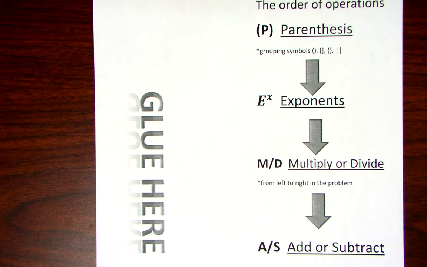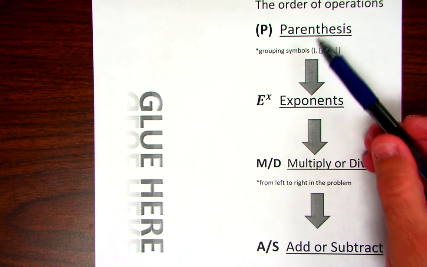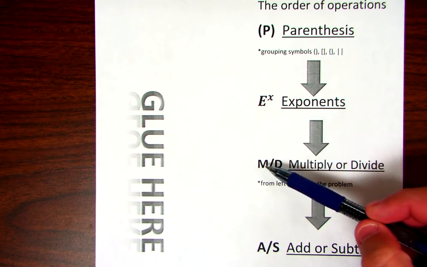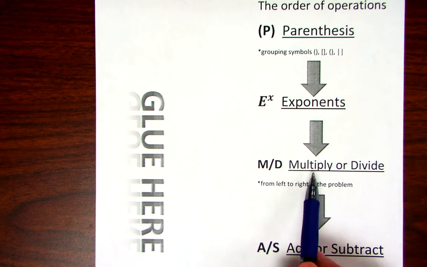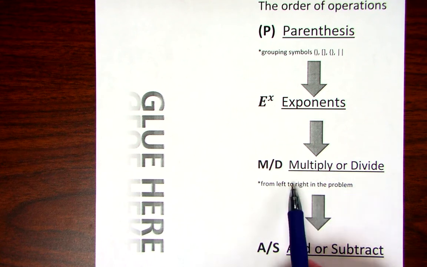All right, guys. Today we are going to be talking about order of operations. For short, it's known as PEMDAS, which means the P stands for your parentheses. The E is your exponents. The M is for multiply. The D is for divide. Notice here it says multiply or divide from left to right in the problem.